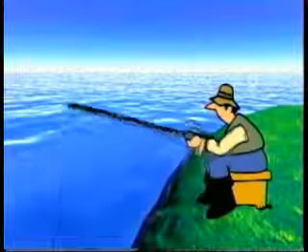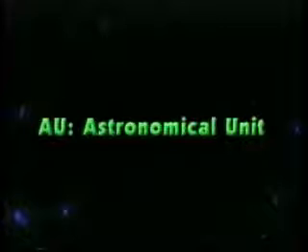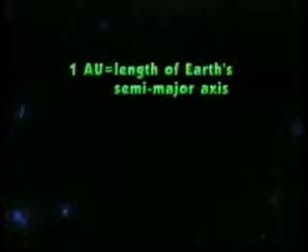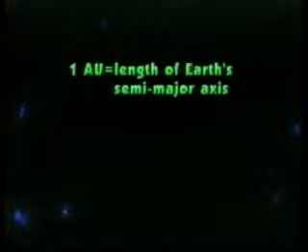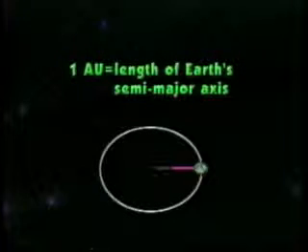The only catch here is that you have to measure the semi-major axis in a unit called AUs. AU stands for astronomical unit. 1 AU is equal to the length of the Earth's semi-major axis. We also use the semi-major axis to measure the Earth's distance from the Sun.